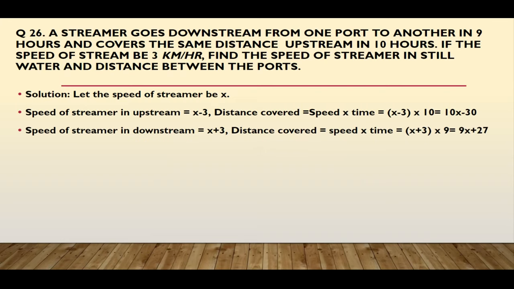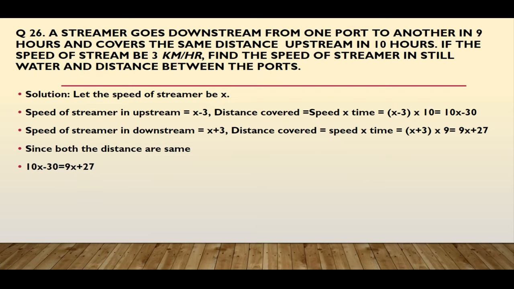Now, in case of downstream, you already know, right? If it was subtracted in upstream, it will be added in downstream. So the speed will be increased because now the stream, the river, is helping us to move forward. So it will be x plus 3. Distance similarly would be speed into time, which will be x plus 3 into 9 because now the time taken is 9 hours. It will be 9x plus 27. Now, you know that the distance is the same in both cases, the upstream and the downstream. So 10x minus 30 will be equal to 9x plus 27.